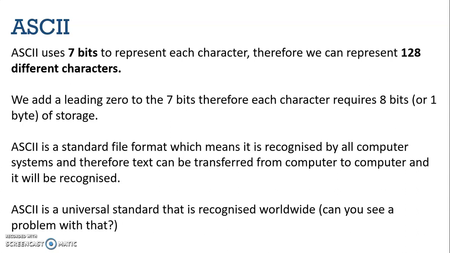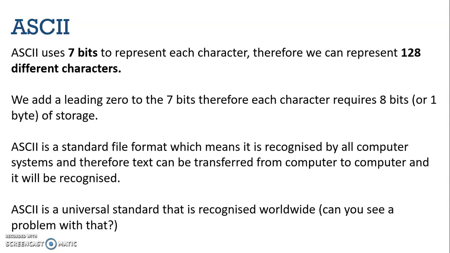ASCII uses 7 bits to represent each character, so therefore we can represent 128 different characters. We add a leading 0 to the 7 bits, therefore each character requires 8 bits or 1 byte of storage. ASCII is a standard file format, which means it is recognized by all computer systems, and therefore text can be transferred from computer to computer and it will be recognized. So this is a really good advantage, and that's why a lot of software packages use ASCII, because they can just transfer information across many different platforms and it will be recognized. So ASCII is a universal standard that is recognized worldwide.